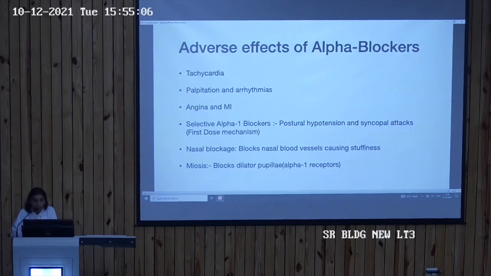We cannot simply say we should give it at night, as there are people who are awake all night, so we will be giving it at bedtime, before the person is going to rest, so that we can avoid postural hypotension and syncopal attacks. Next we have nasal blockage. It blocks the blood vessels, which leads to stiffness, and then it blocks the dilator pupillae. Dilator pupillae have alpha 1 receptors, so it will cause miosis, shortening of the pupil.